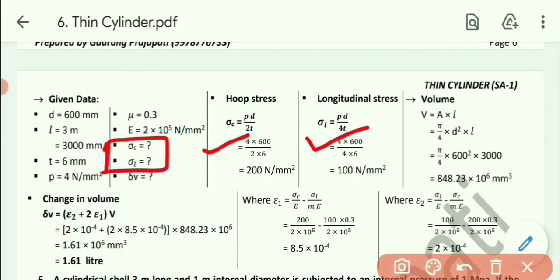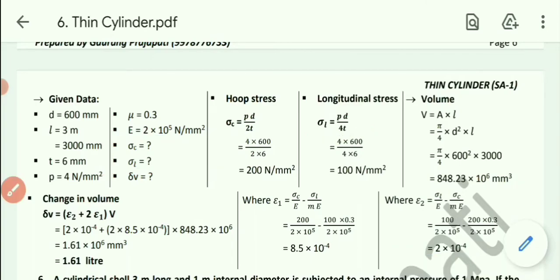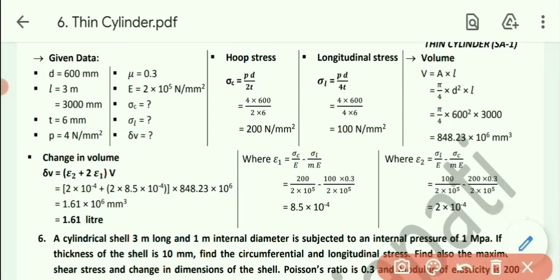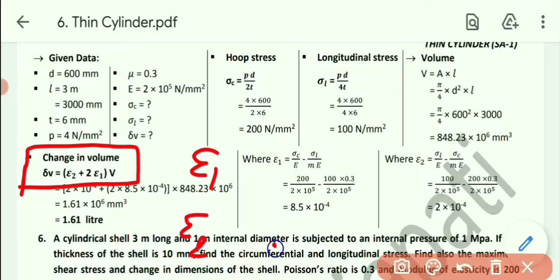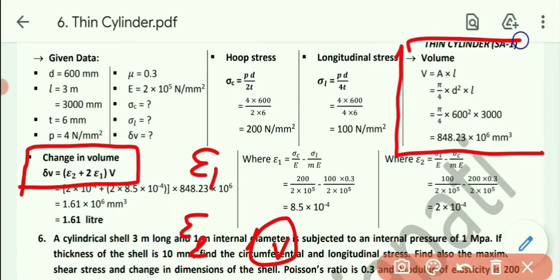Now the remaining one is delta V, that is the change in volume. Delta V's formula is over here: delta V equals epsilon 2 plus 2 times epsilon 1, whole multiplied by V. For this we need 3 unknowns: epsilon 1, epsilon 2 and volume. So first of all let's find the first unknown, volume. Volume is area into L. As the cylinder is of circular section, the area is pi by 4 d square, into L.